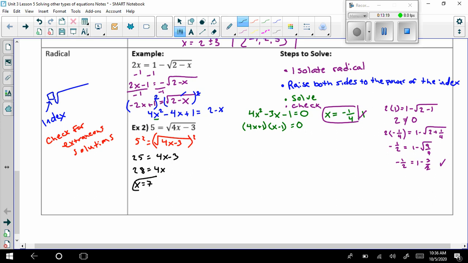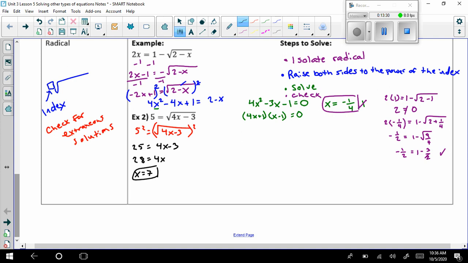Once again, do a quick check. 7 times 4 is 28, minus 3 is 25, the square root of which is 5. So this one works just fine. You don't have to plug it all in every time. If you're able to do that mental math, that's fine.